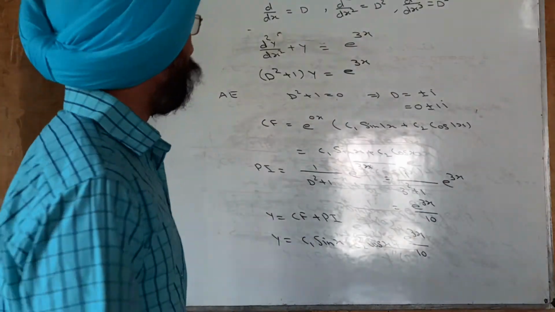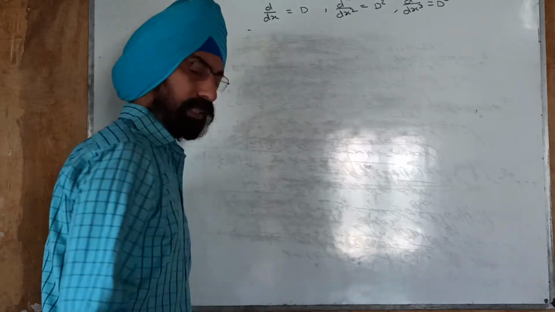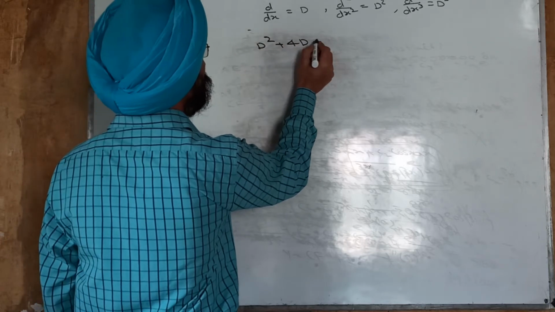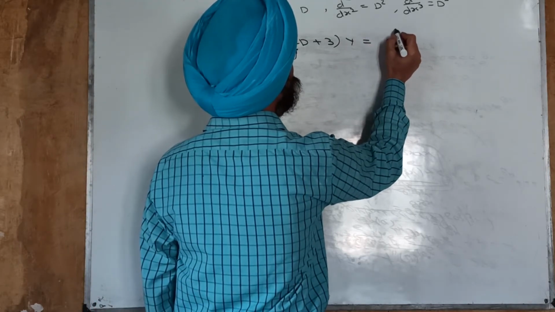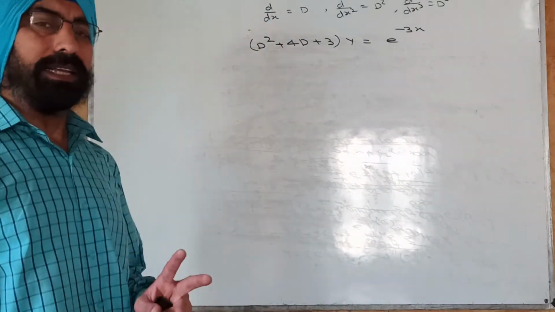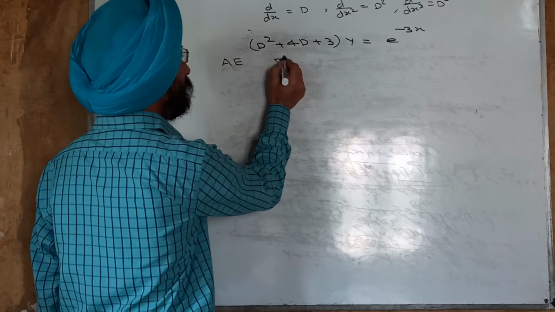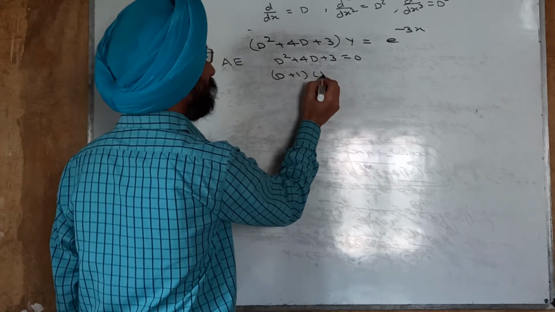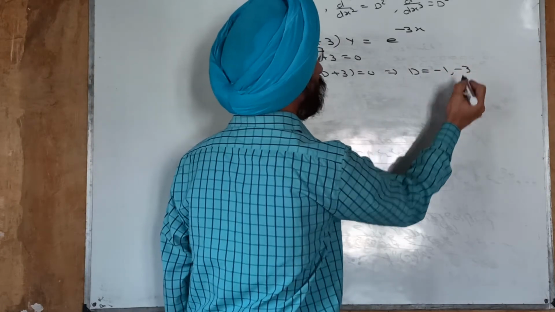Let us take up one more case. I am considering another linear differential equation with constant coefficients. Suppose my equation is (D² + 4D + 3)y = e^(-3x). Similarly, as we did in the first case, first of all, the auxiliary equation is D² + 4D + 3 = 0. The factors will be (D + 1)(D + 3) = 0. The roots of the auxiliary equation will be -1 and -3.